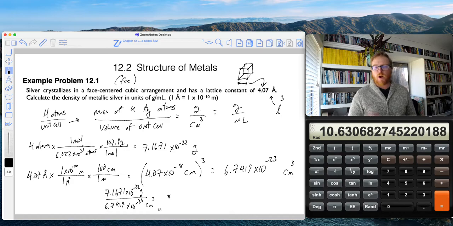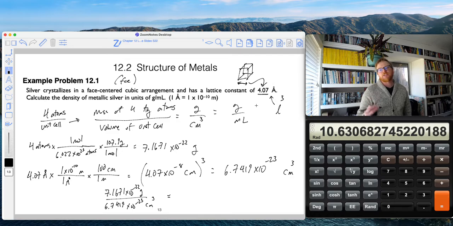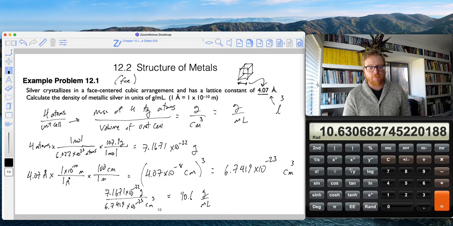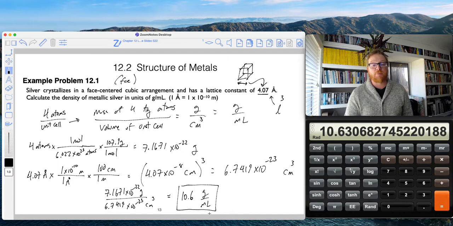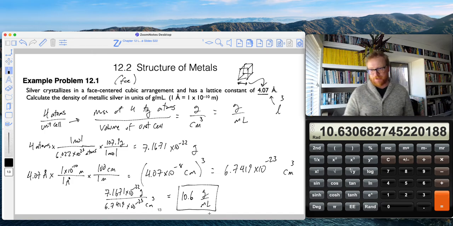Now here's where we'll apply our sig figs. This says 10.63, but the only number I had was from the unit cell dimension, the 4.07. So that's 3 sig figs. I'm going to call the final answer 10.6 grams per milliliter. And in fact, if we look up the density of silver, we would find that it's 10.6 grams per milliliter. This is really cool.